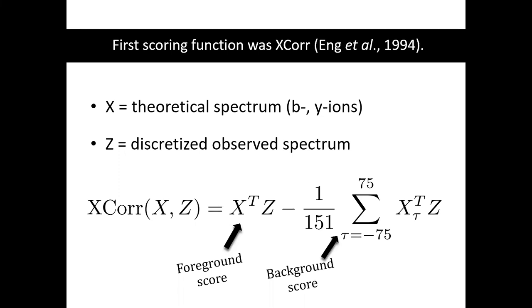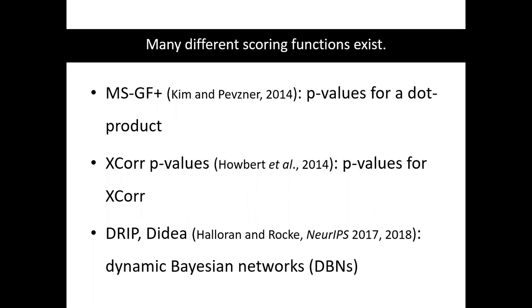Since 1994, when X-score debuted, a long list of new scoring functions, far more complicated and accurate, have since debuted. The following is a short list of some of the most accurate. These are indicative of the state of the art. At the very top, we have MSGF+, which is extremely accurate and very popular in the community. MSGF+ computes p-values for a very simple dot product score using dynamic programming.